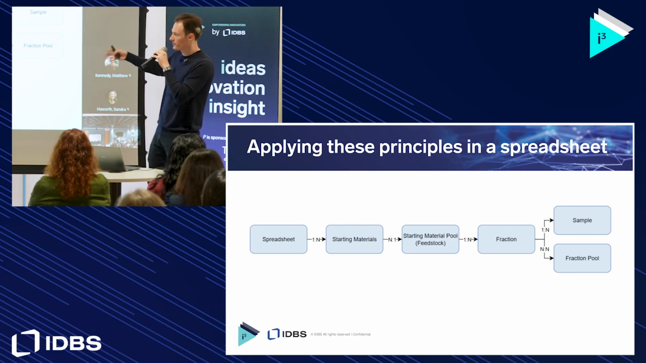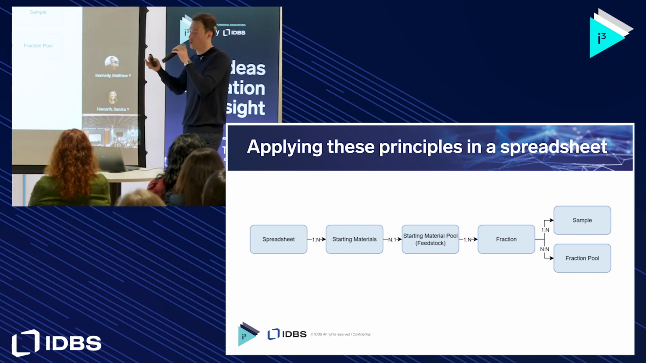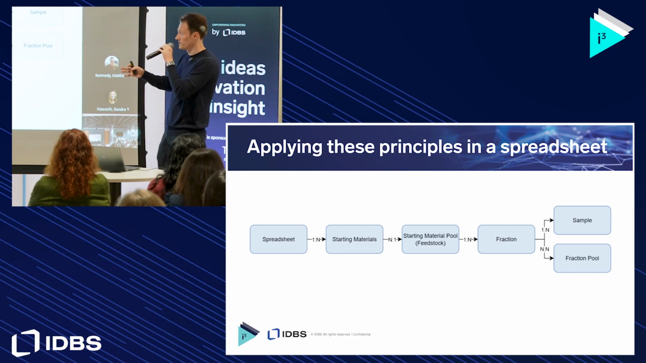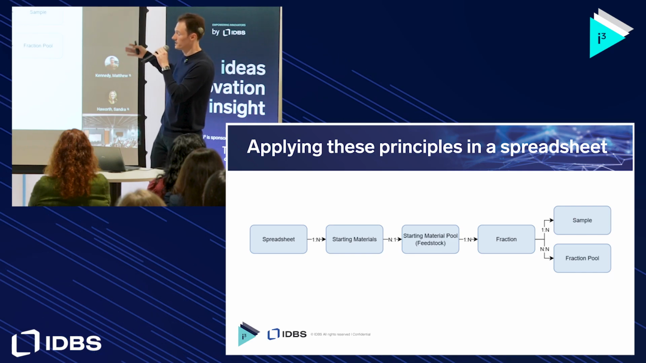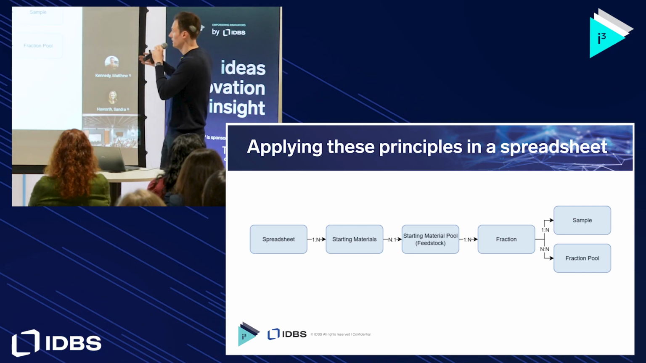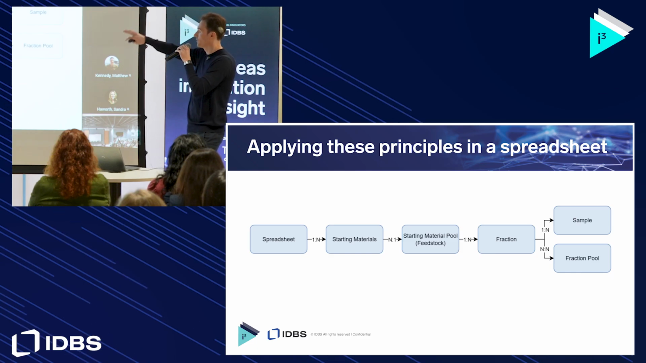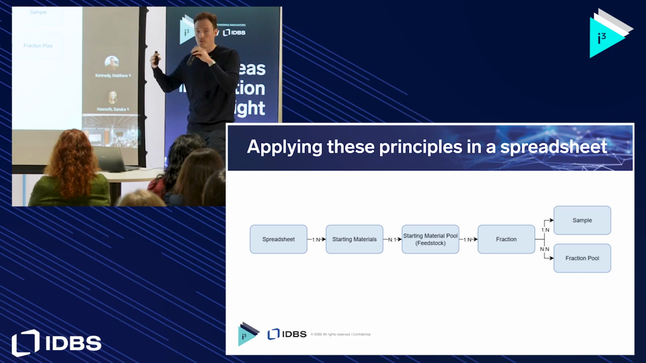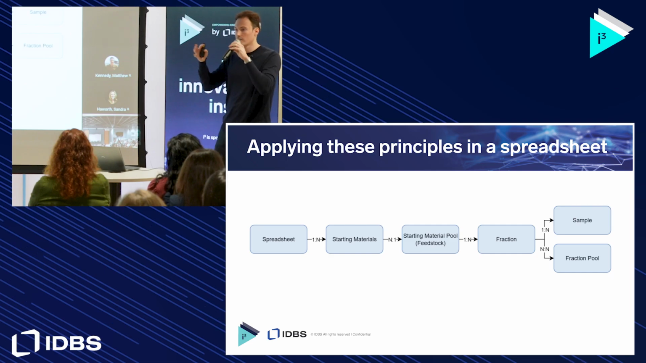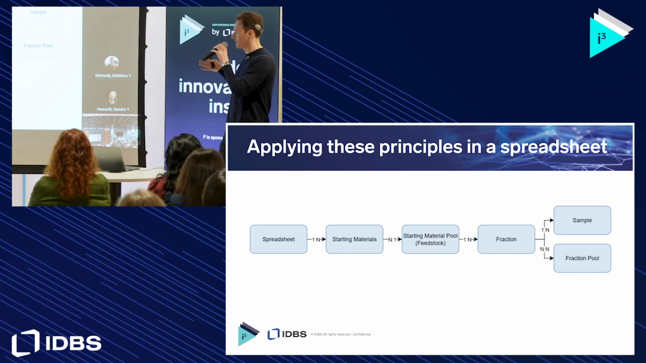You have starting materials. In the case of preparative chromatography, you might have one or more. Those starting materials go into one starting material pool, which is your feedstock. That feedstock gets broken into fractions. The fractions can go into many samples, and multiple fractions can go into multiple fraction pools. So you don't really need to know about the chromatography of it all. That isn't really the point.